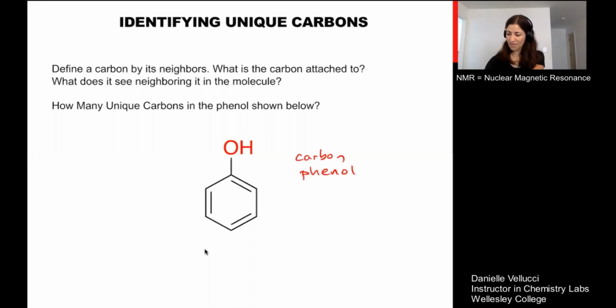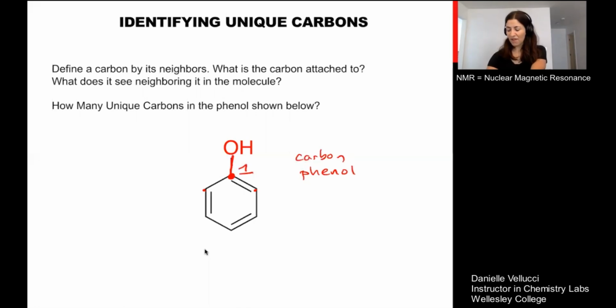Okay. If I start at the top of my line structure where I've placed the red dot, I have a carbon. And if I play this game, who are my neighbors? I would say, well, this carbon shares a bond to the carbon on the right and the carbon on the left, and it is directly bound to the alcohol portion of the phenol. I'm going to call that carbon number 1.